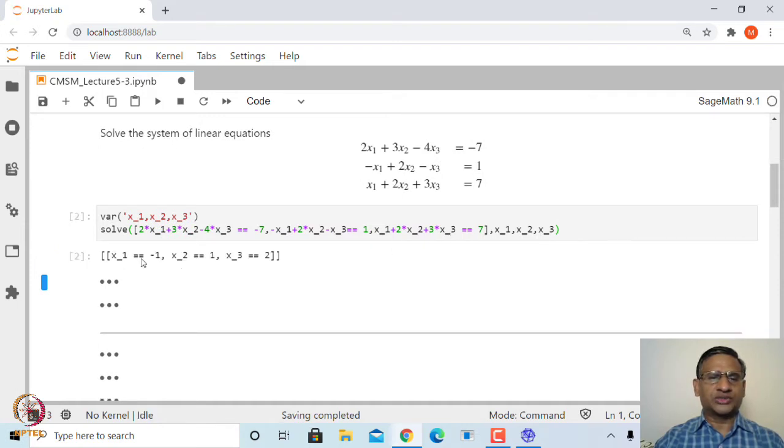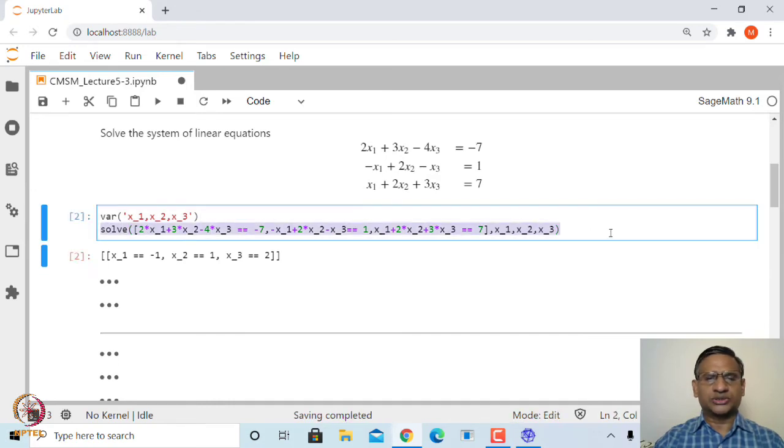So, the solution is x1 is equal to minus 1, x2 is equal to 1, and x3 is equal to 2. If you want to get this solution in terms of a dictionary, you can say solution_dict is equal to true. This is solving the system using the inbuilt function solve.